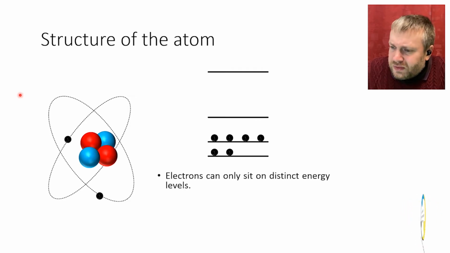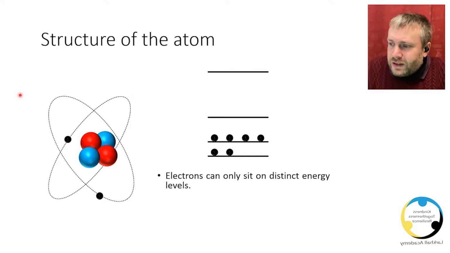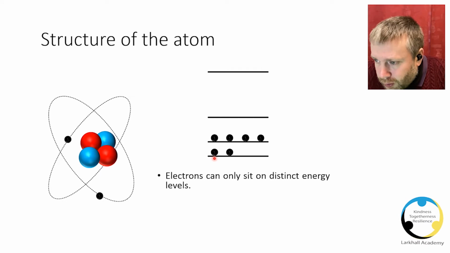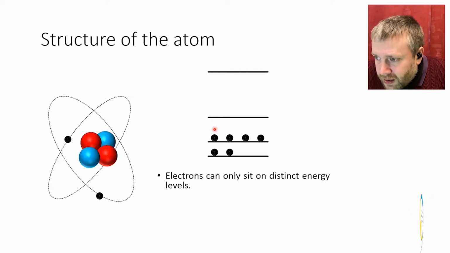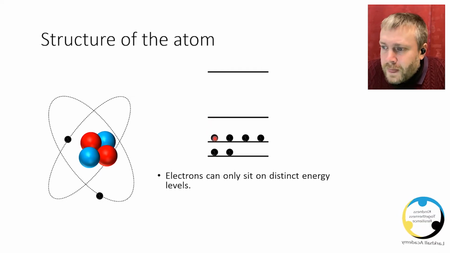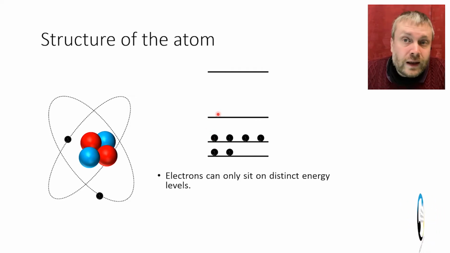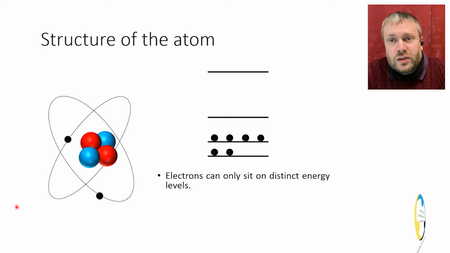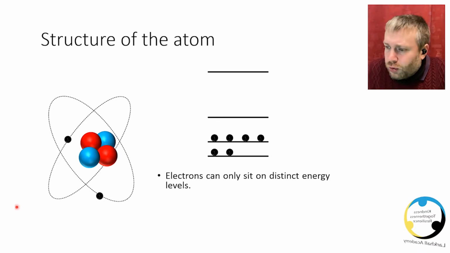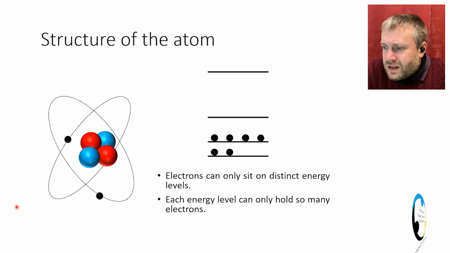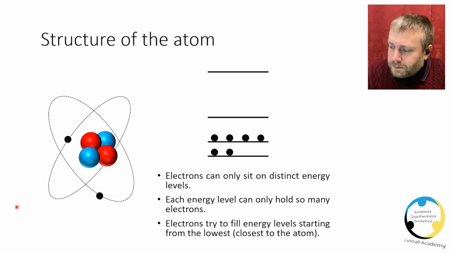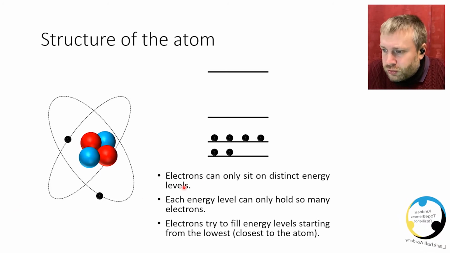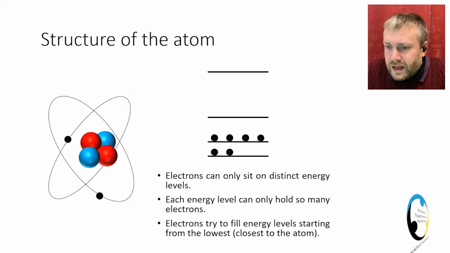However, just some brief notes on this one here. Electrons can only sit on these distinct energy levels. They can't be in between the energy levels. If one were to try and jump up to the next energy level and not quite make it, it would fall back down to this energy level here. If it were to jump up to the next energy level, it can sit on that energy level for a period of time. However, it's going to want to drop back down to its original energy level eventually. Again, we'll talk more about that later. Each energy level can only hold so many electrons, and the electrons are going to try and fill the energy levels starting with the lowest, so that's the one closest to the atom.